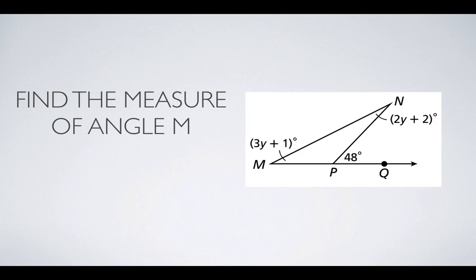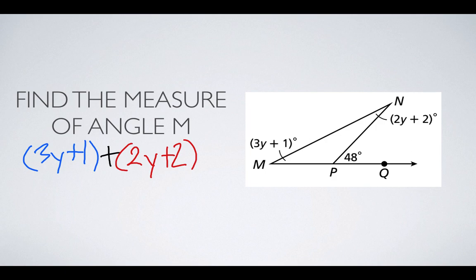Now, in this case, unfortunately, we don't have nice, easy numbers. It's not something like 28 and 20, which would be great. Instead, what we end up having to do is we have to add the two together. So the measure of angle M is 3y plus 1. And then the measure of angle N is 2y plus 2. And that is going to equal our exterior angle of 48 degrees.